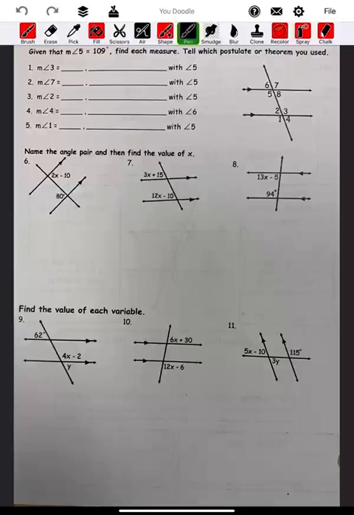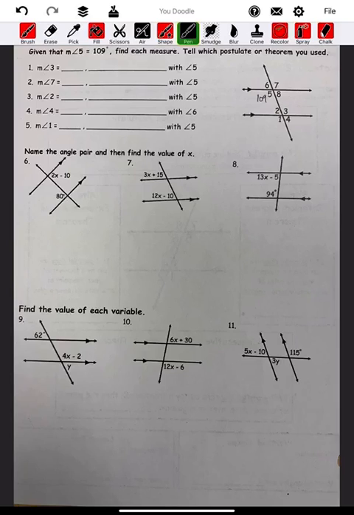So we're going to go through this one by one. Now let's go ahead and mark our angles first. That's actually what's going to be on your Google slides. I have boxes for each of the angles, so we need to go ahead and mark it. We're told that angle 5 is 109. So write 109 in this box next to 5.